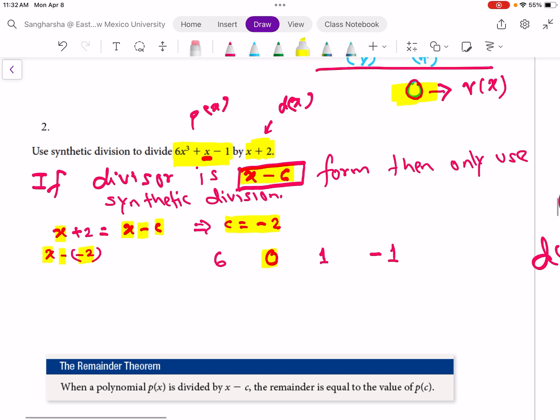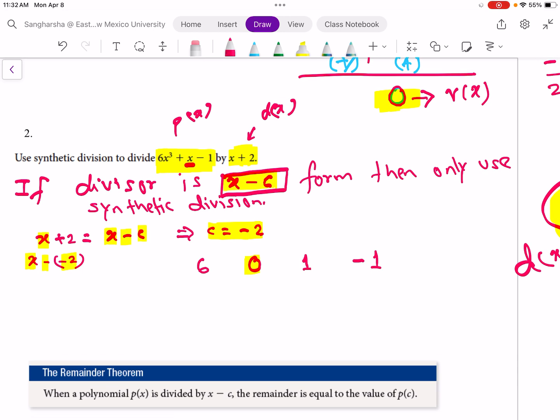Now we divide this coefficient by our c. So we divide this coefficient by our c, which is -2. Now we are dividing the coefficient of each term by -2. And if there is a missing term, make sure you use a 0 for that missing term.